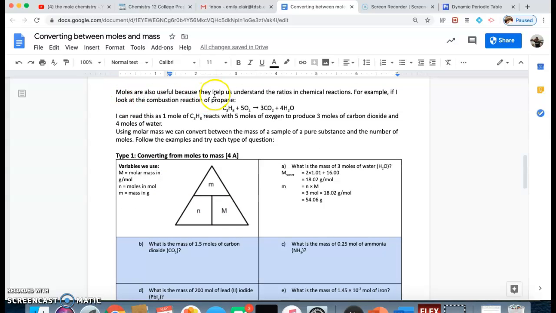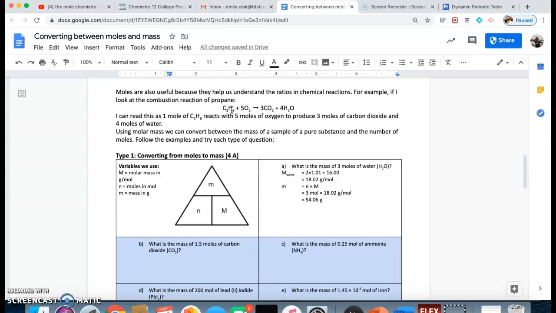So moles are useful because they help us understand the ratios in chemical reactions. Okay, so I want you to think back to when we first learned about chemical reactions in maybe grade 10 science. We kind of would think of this as, well, 1 molecule of this thing reacts with 5 molecules of this to make 3 of these and 4 of these. And that's a really helpful way to conceptualize how chemical reactions happen. But we also know now that these molecules are so insanely small that those quantities, 1 molecule of propane, which is what this is, that's not really a meaningful or helpful quantity.